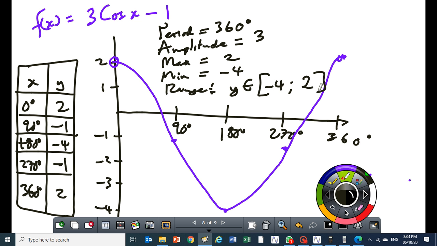So everything I'm talking about can be tested. You can be asked to write down the period of the graph. You can be asked to determine the amplitude.